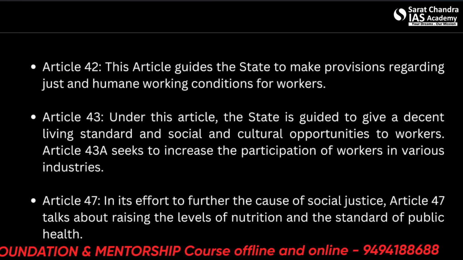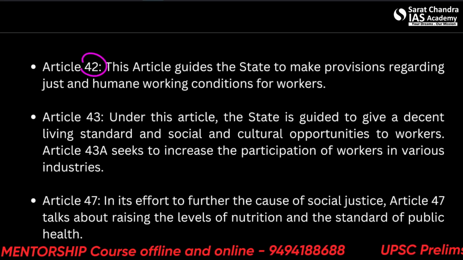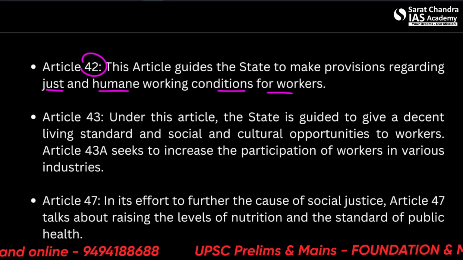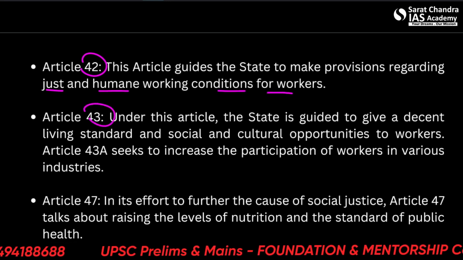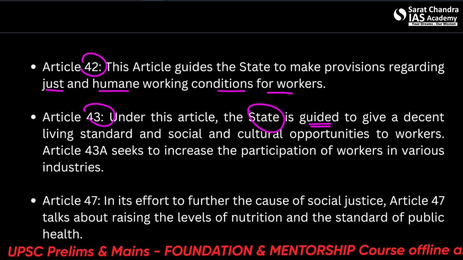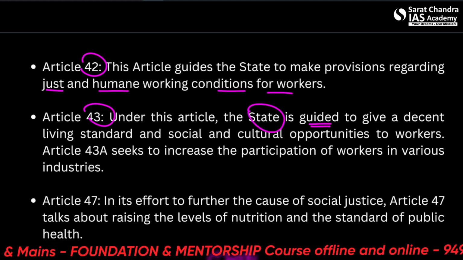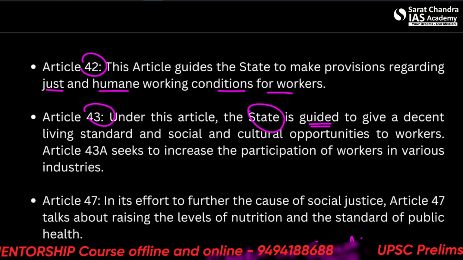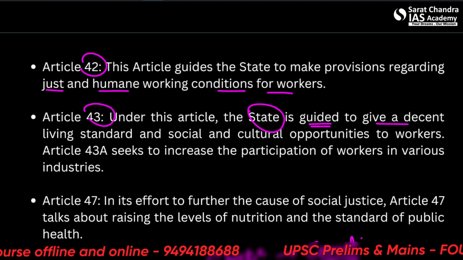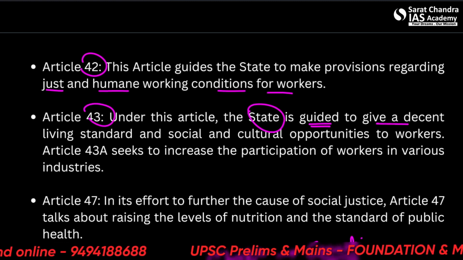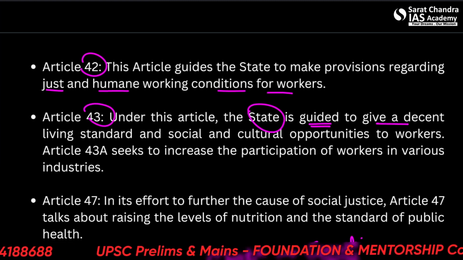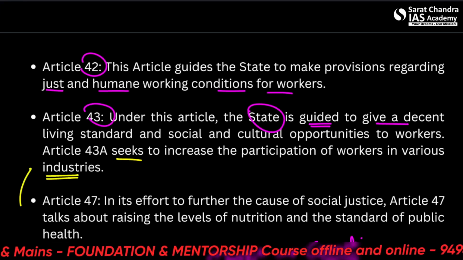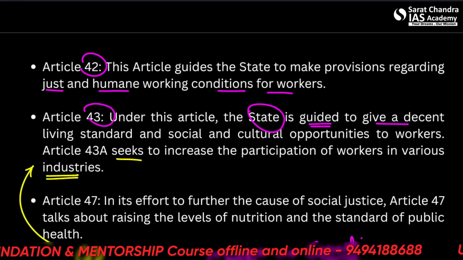old age, and sickness. Coming to Article 42, this article guides the state to make provisions regarding just and humane working conditions for workers. Article 43, under this article, the state is guided. When we're talking about state, what is a state? A state is basically the government here. We're talking about the government. To give a decent living standard and social and cultural opportunities to workers. While Article 43A seeks to increase the participation of workers in various industries. You can use this in your mains answer writing, even when dealing with GS1.